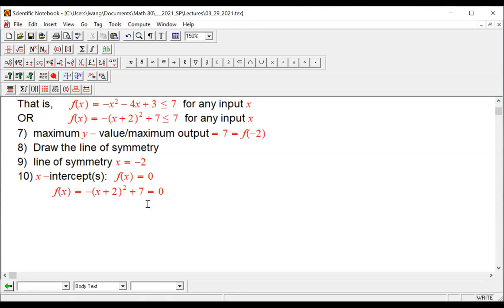Adding x plus 2 squared on both sides, we're going to have x plus 2 squared equals 7. How did we get there? We added x plus 2 squared to both sides of the equation.